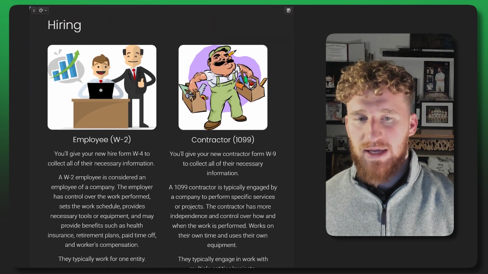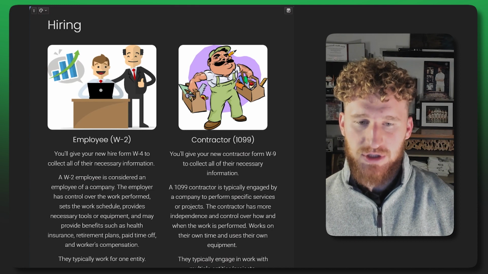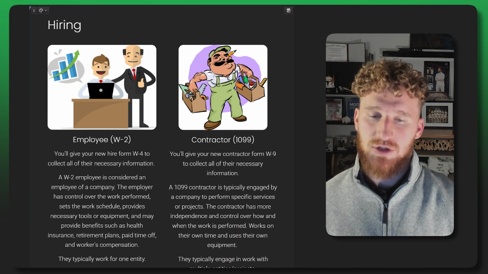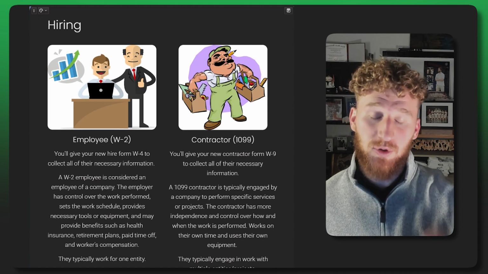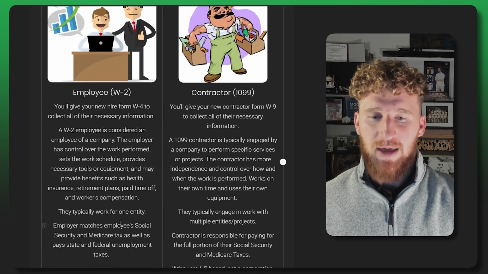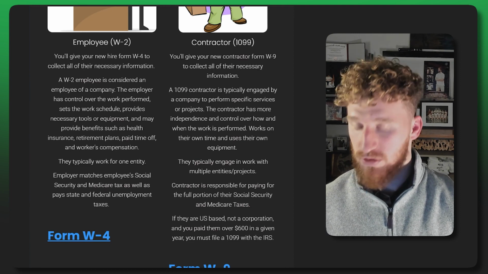So really, right here, the employer is in control of the employee. That's the big thing. They're setting their schedule and they're providing the tools to do the job. And oftentimes, the relationship is one-to-one. The employee is working for one employer. And then, like I said, you would give them form W-4 when hiring a new W-2 employee.